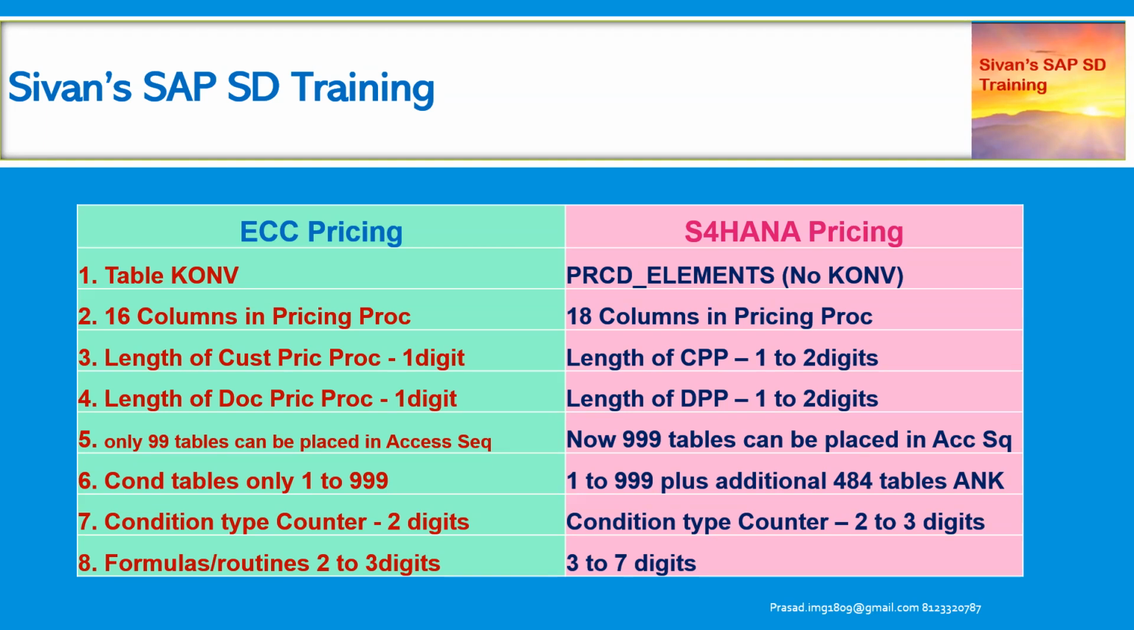Only 99 tables can be placed in one access sequence in ECC pricing, whereas in S4HANA pricing we can place 999 tables in one access sequence. Condition tables available were 1 to 999 in ECC, whereas in S4HANA we have an additional 484 alphanumeric condition tables that can be created and then placed. The condition type counter was 2 digits in ECC and is now 2 to 3 digits in S4HANA pricing. That is up to you based on your client's requirements, whether you want to increase it. And formulas are also 2 to 3 digits.